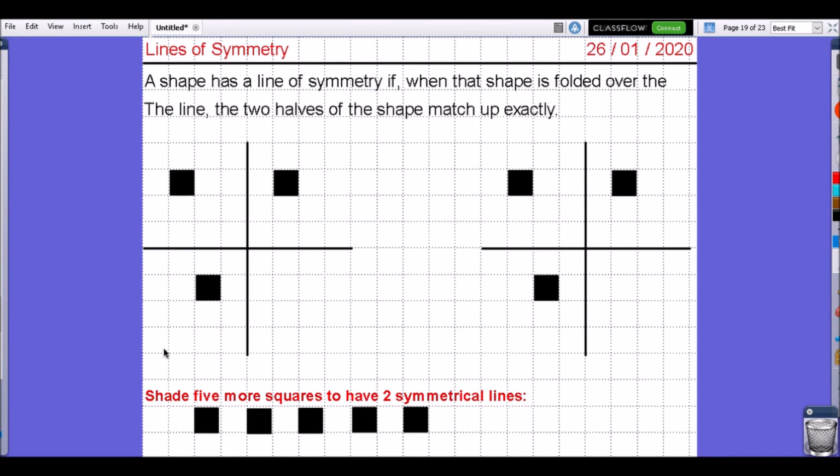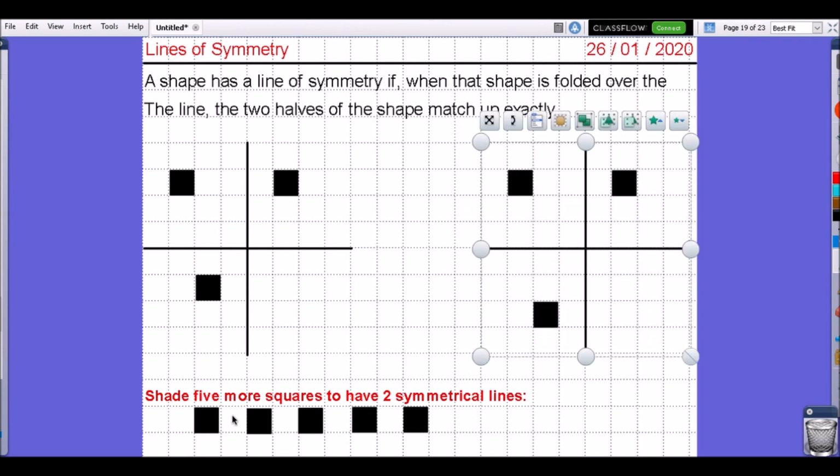Now it's about shading. They're giving you here a question asking you to shade 5 more squares to have 2 symmetrical lines. So here we have 2 symmetrical lines. So they need you just to shade 5 more squares to make them look exactly the same. But there is just here a question. There is a mistake. We need to take that square down. That's it. All right. So this is the question here. They're giving you this, and they're asking you to shade 5 more squares to have 2 symmetrical lines.